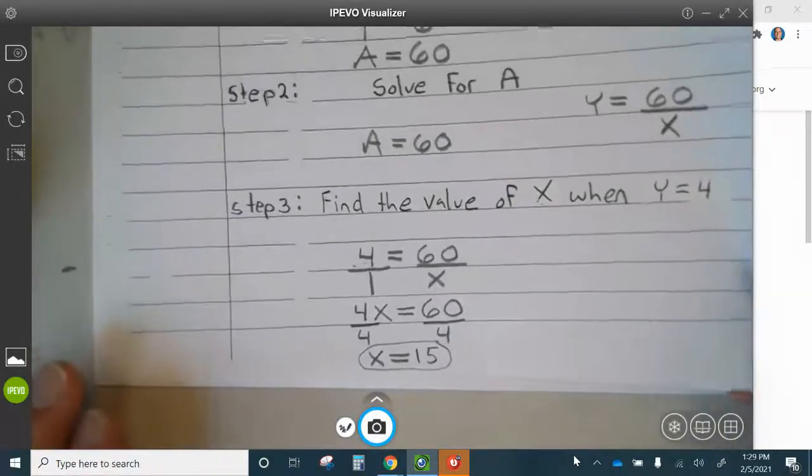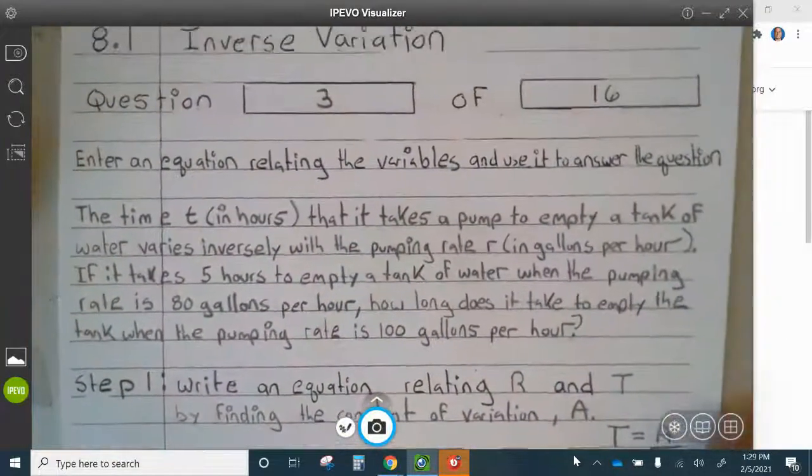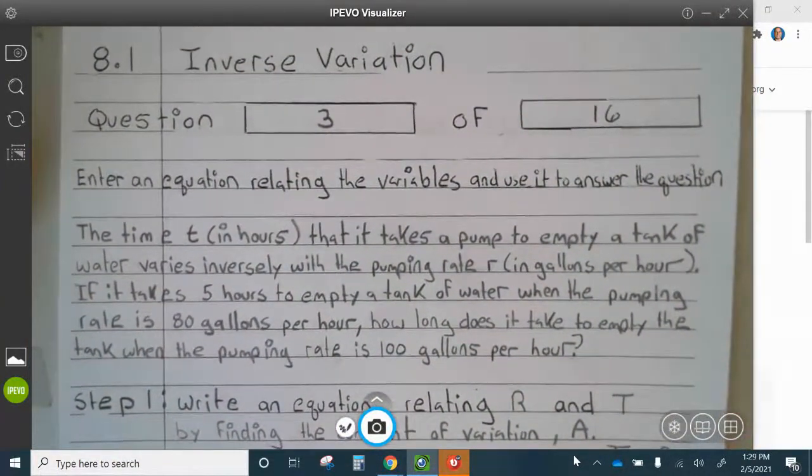All right, let's take a look at question 3. Okay. Enter an equation relating two variables and use it to answer the question. The time t in hours that it takes a pump to empty a tank of water varies inversely with the pumping rate R in gallons per hour. If it takes 5 hours to empty a tank of water when the pumping rate is 80 gallons per hour, how long does it take to empty the tank when the pumping rate is 100 gallons per hour?